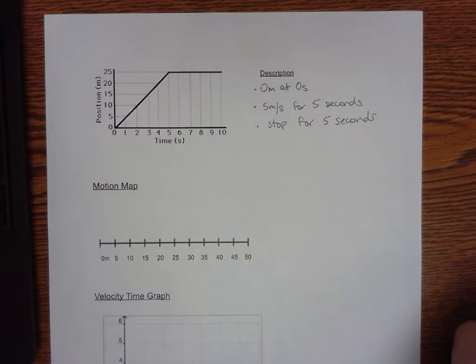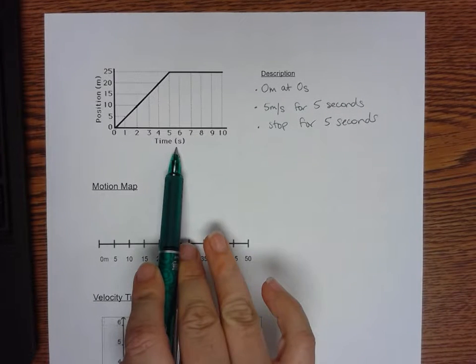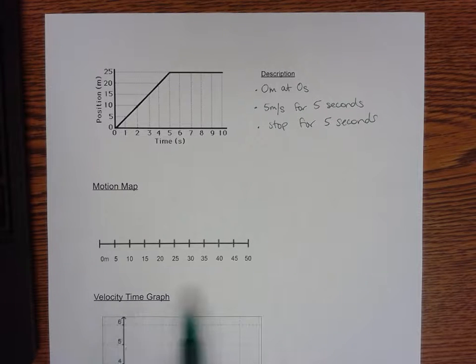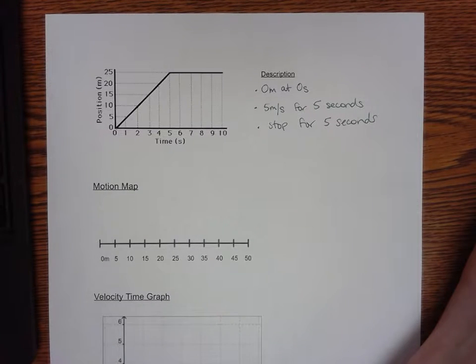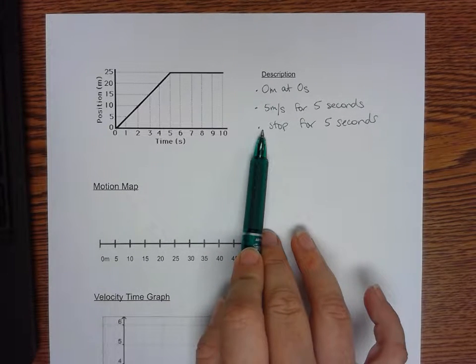So I'd like to help you guys out with making all of these transitions between your position versus time graph to your motion map and finally down to your velocity time graph. The first thing you need to do is to be able to understand what the motion of the object is. So what I've written down here are 3 points that I would think would be important to know.